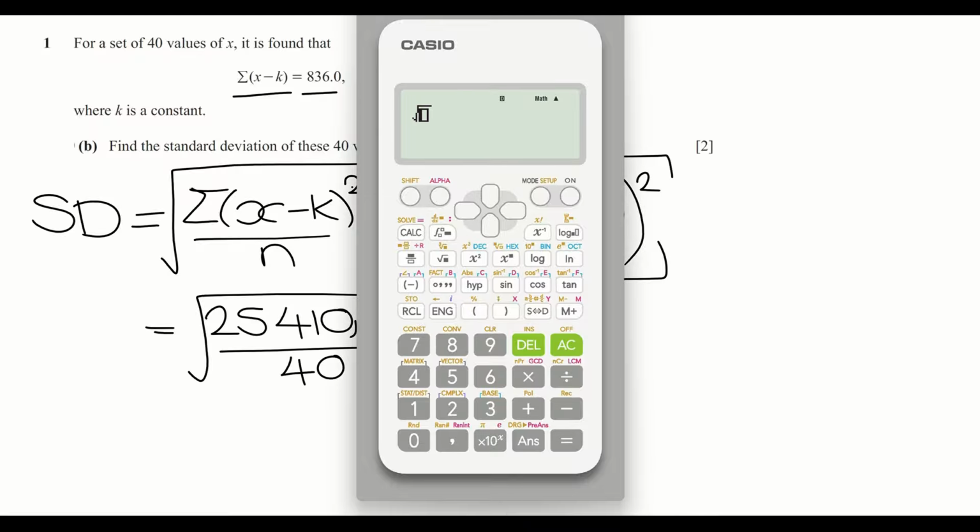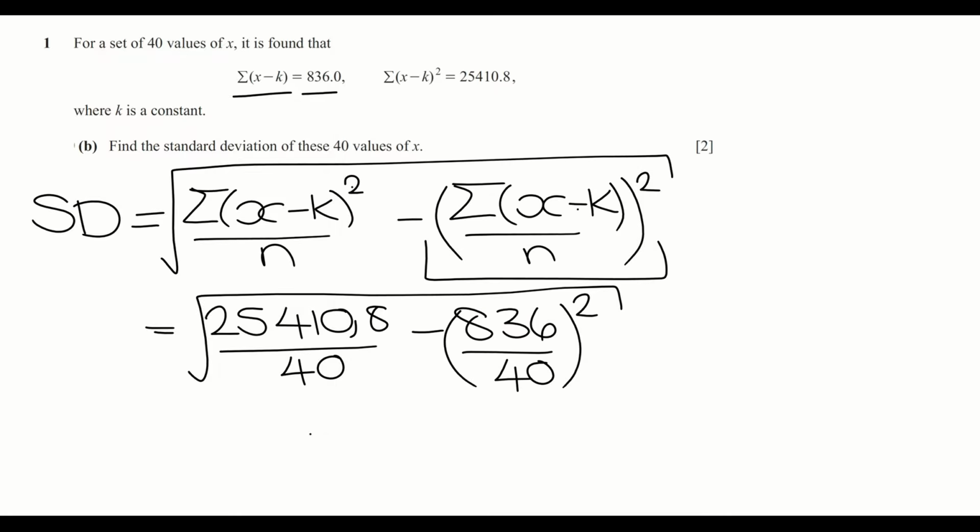Let's create a root. I have 25,410.8 over 40 minus, let's open a bracket, 836 over 40 squared is equal to 14.087 and so on. Round off to 3 significant figures, and we see that the standard deviation is 14.1.